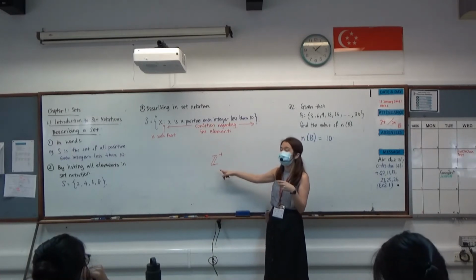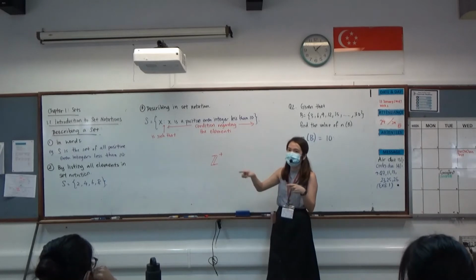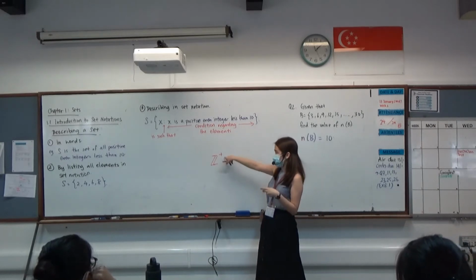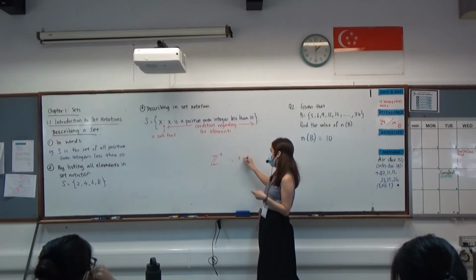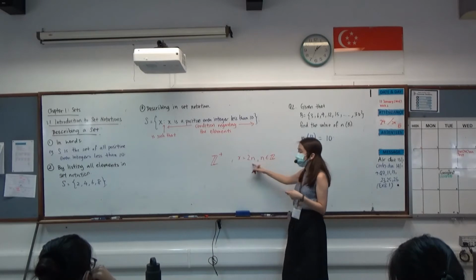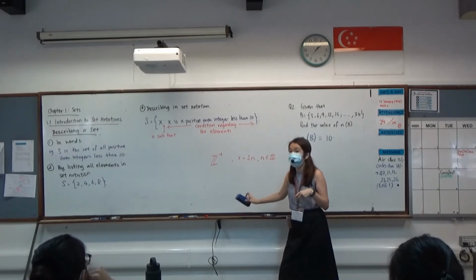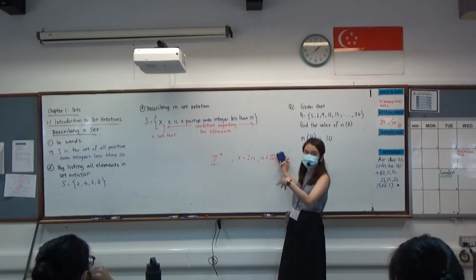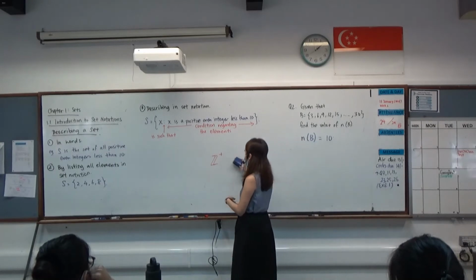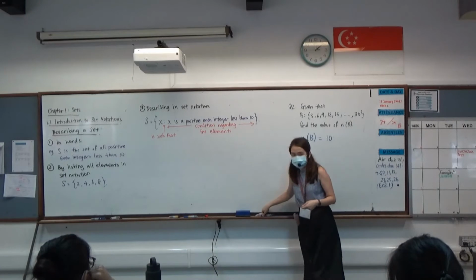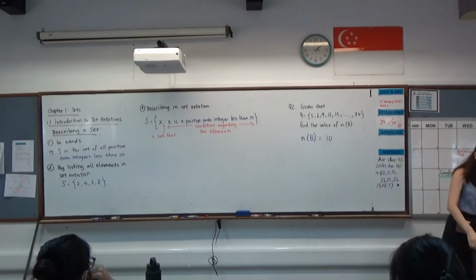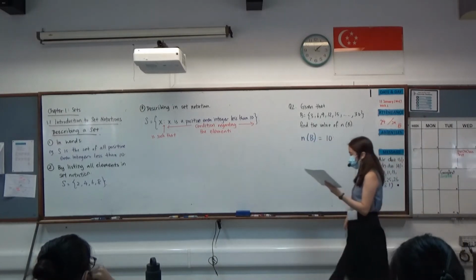So the letter Z, written in this way, represents integers, and plus means positive. To say that it is even, we can say that X is 2n such that n is an integer, because even means it must be a multiple of 2. If you do more maths and read more, you'll be familiar with such notation, but I will not go into that. Right, let's look at practice now 1.